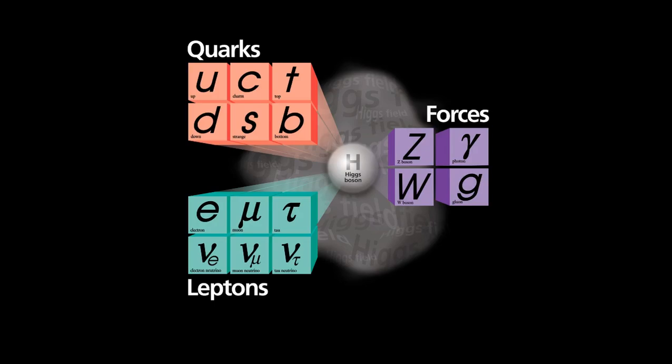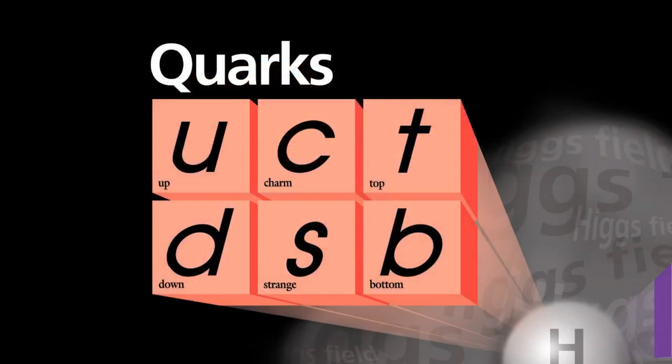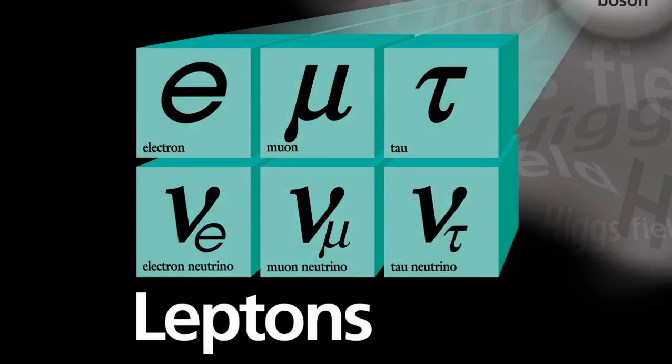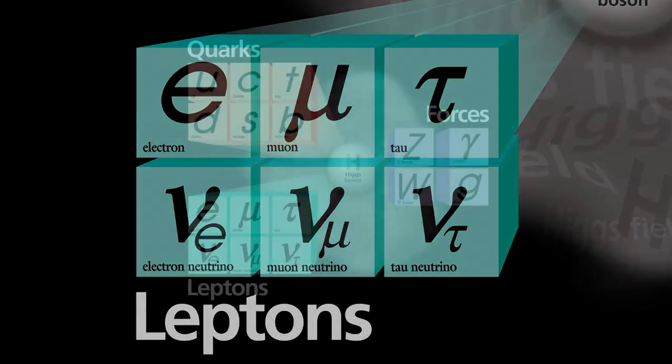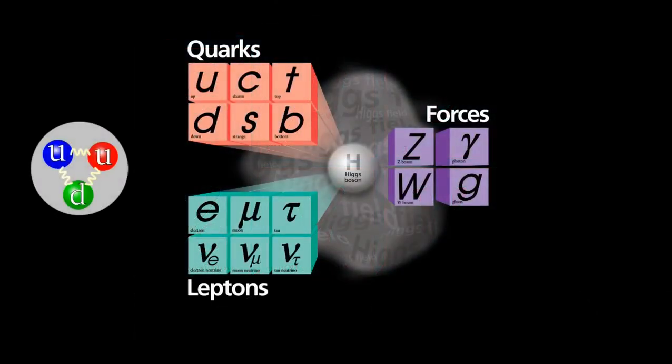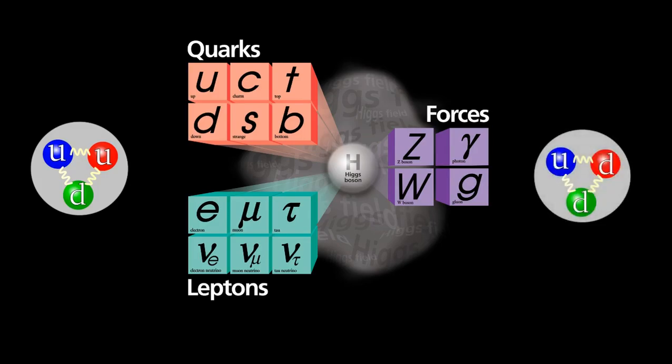There are 6 different types of quarks and leptons. The 6 quarks are up, down, top, bottom, strange, and charmed. The 6 leptons are electrons, neutrino electron, muon, neutrino muon, tau, and neutrino tau. The basic composition of a proton includes 2 up quarks and 1 down quark. A neutron consists of 1 up quark and 2 down quarks.